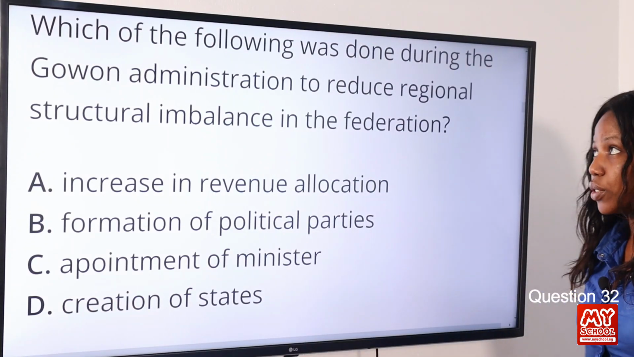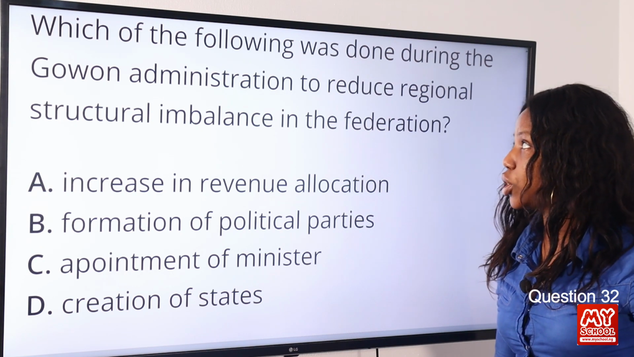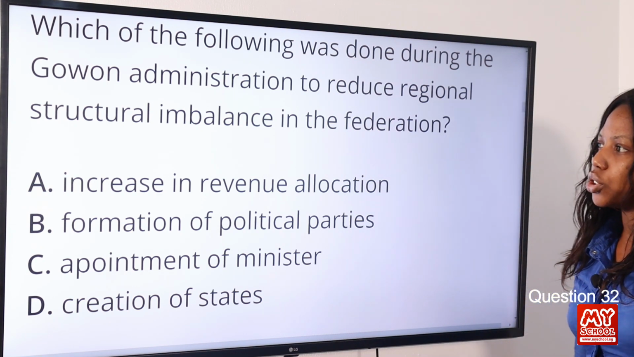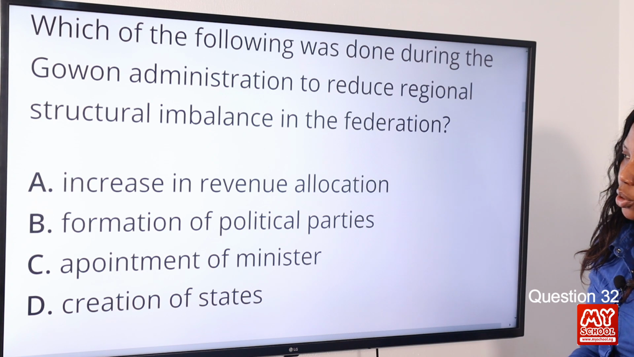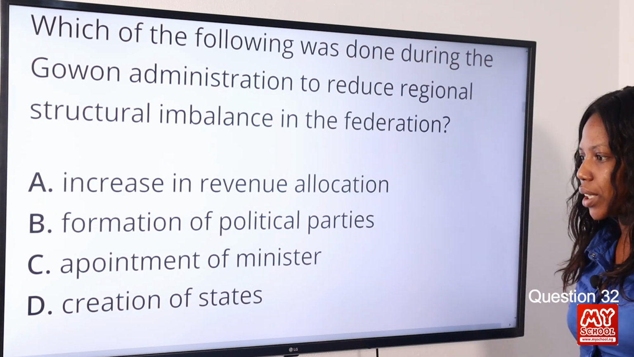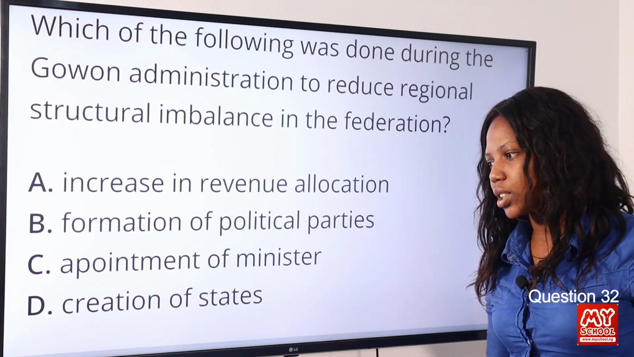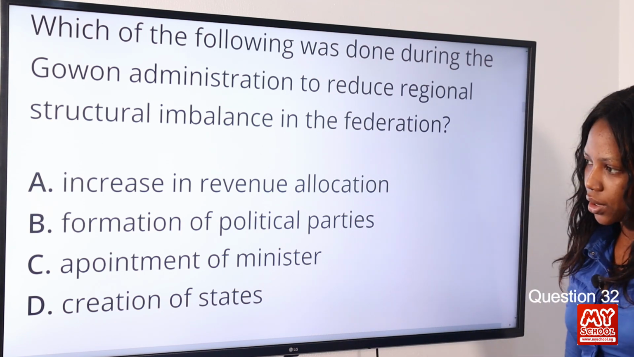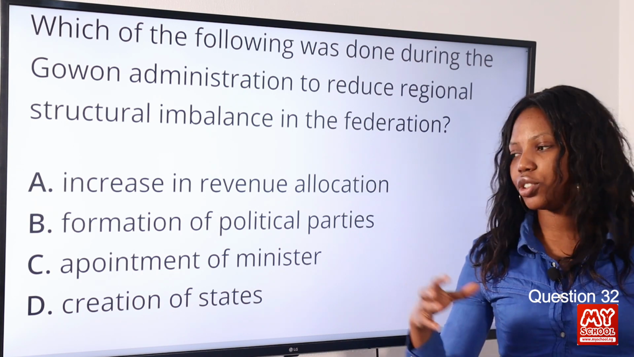Question 32. Which of the following was done during the Gowon administration to reduce regional structural imbalance in the federation? Option A, increase in revenue allocation. Option B, formation of political parties. Option C, appointment of ministers. Option D, creation of states. The answer to this question is option D, creation of states.